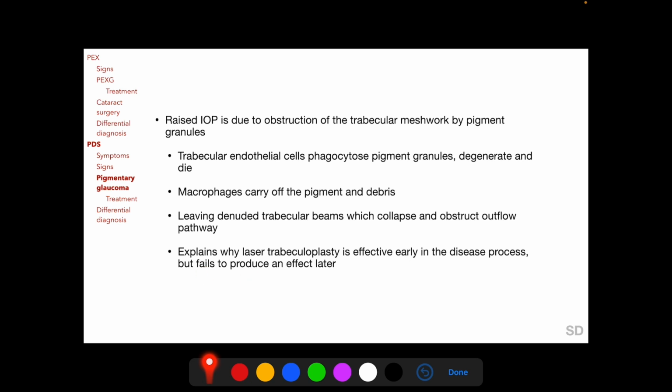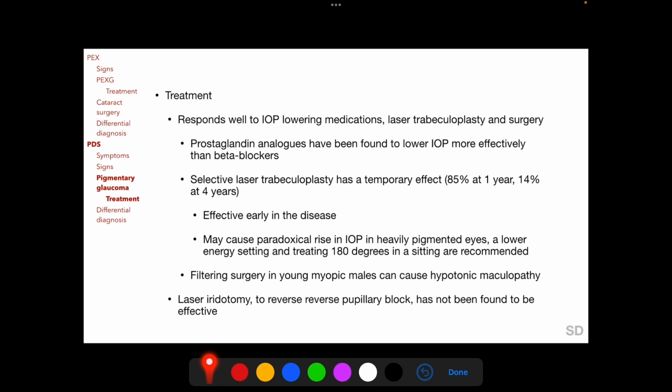Pigmentary glaucoma responds well to IOP lowering medications, laser trabeculoplasty and surgery, and the efficacy of prostaglandin analogues to lower the intraocular pressure in eyes with pigmentary glaucoma has been found to be better than that with beta blockers. Selective laser trabeculoplasty can lower intraocular pressure in eyes with pigmentary glaucoma but has a temporary effect for a few years.